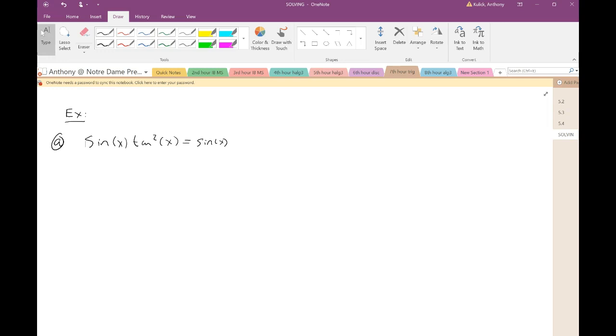So let's first look at this example of sine x tan squared x equals sine x. So notice here we have more than one type of trig function, right? We have sines and we have tangent squareds going on in here. For almost every single one of these, what you're going to want to do is start by getting everything onto one side. So I will just subtract sine x from both sides.